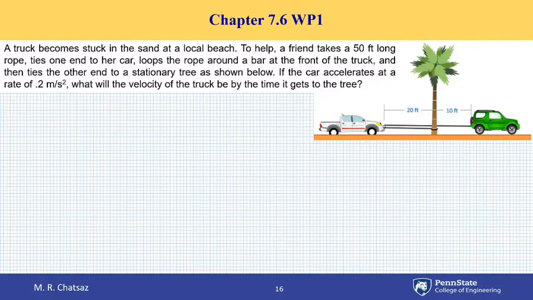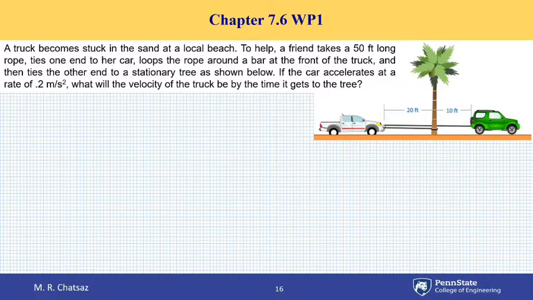Hello and welcome. Here we have an example of dependent type of motion. As the title suggests, motion of one moving object is dependent on motion of the other.